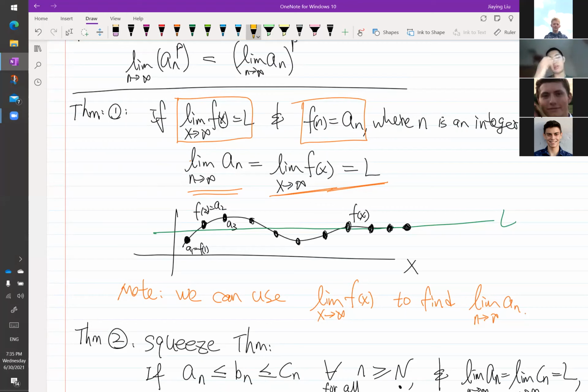So that's the difference. But you can, like I said, because of this theorem, you can always use a function f of x to find the limit for the sequence. You basically find the limit of the continuous curve, and use that limit for the limit of that sequence.